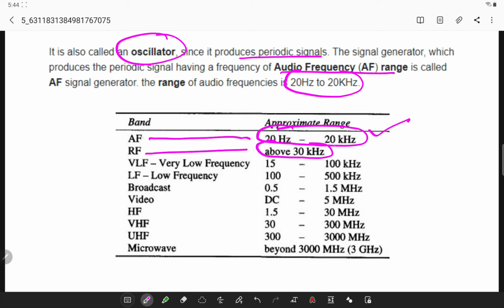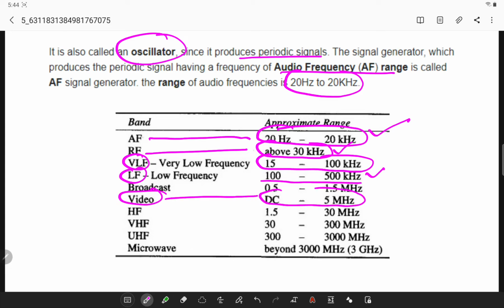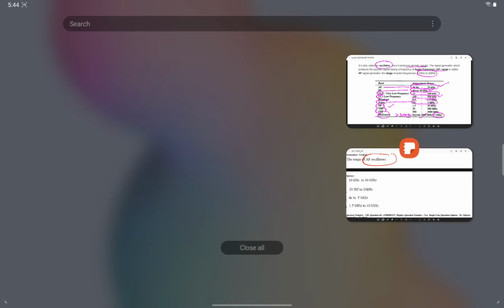Above 30 kilohertz it is called radio frequency. 15 Hz to 100 kilohertz is the range which is called very low frequency. Low frequencies are basically 100 to 500 kilohertz. Try to remember this. Video is between DC to 5 Hz. Anything greater than 3000 megahertz or 1 gigahertz is microwave. This subclassification is very, very important. Try to remember these values. Every year there is a question on the range.